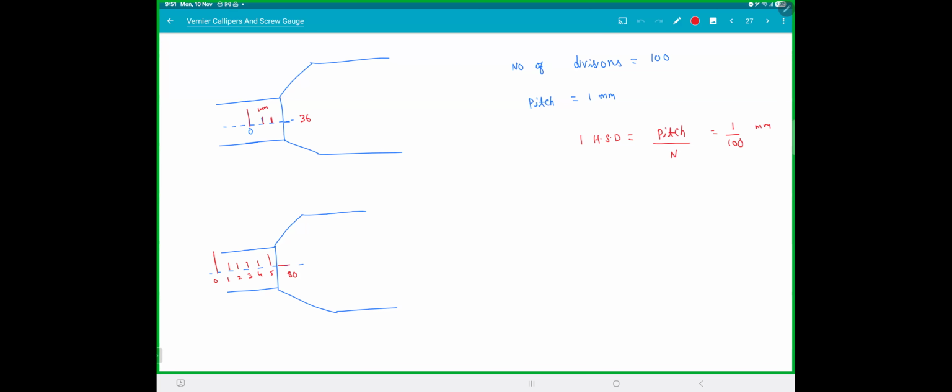This thing is 1, 2. You can't see the third division. Huh? Third division is not there. So this is 2 mm plus 36 divisions. One division is 1 by 100. So this is 2.36 mm. This is 5.80 mm. You can see and tell now. Easy?